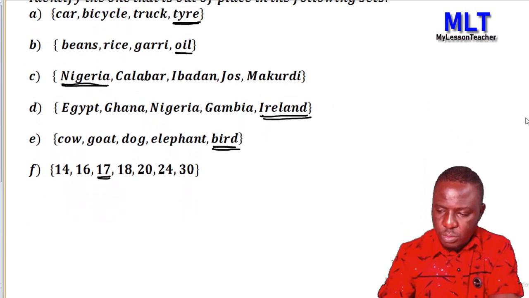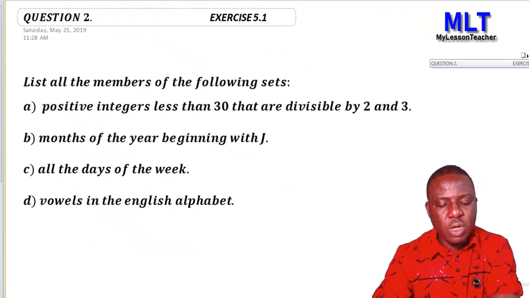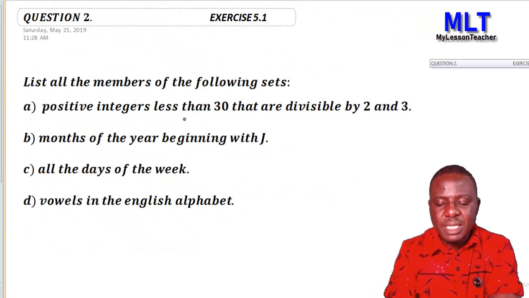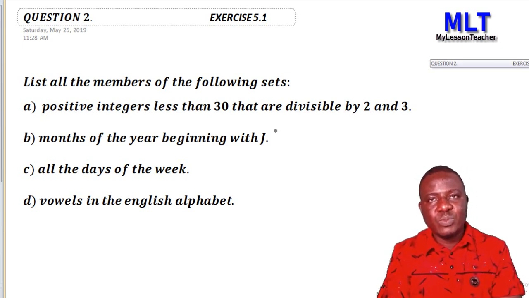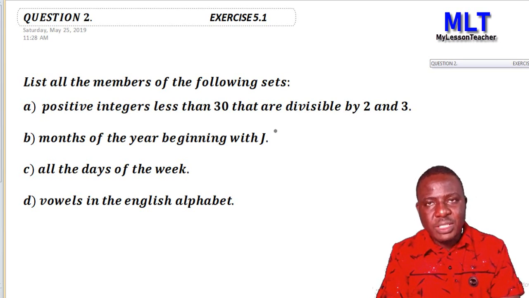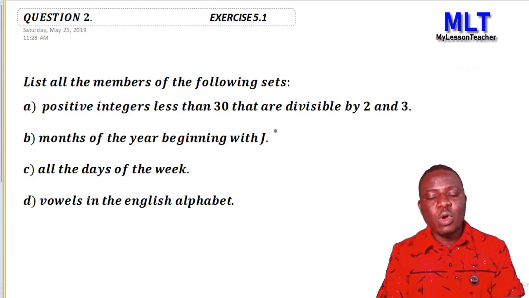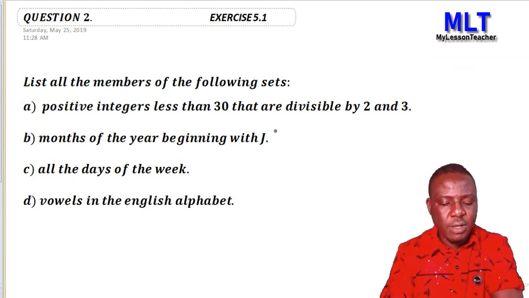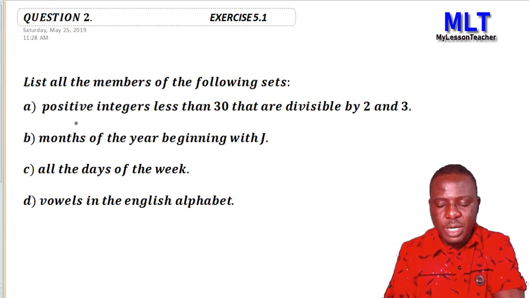Let's take more examples. Now we should list all the members of the following set: positive integers less than 30 that are divisible by 2 and 3. Now this is a special characteristic that would define this set of items. So you are going to look at those items that meet this particular condition for them to be elements of that set.